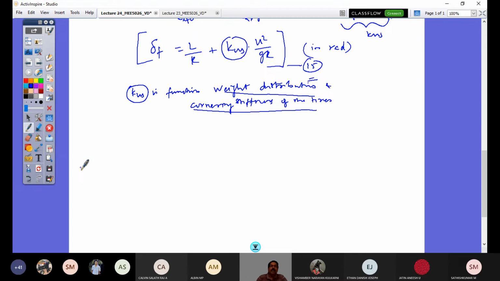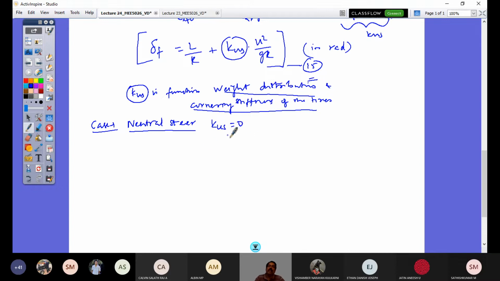Now let's look at different scenario cases. Case 1: I would say that this vehicle handling behavior is neutral steer behavior. The tendency is called neutral steer behavior when this K US value equals 0.